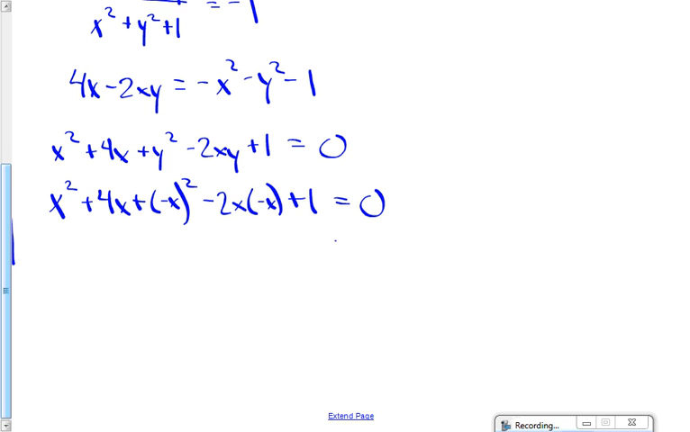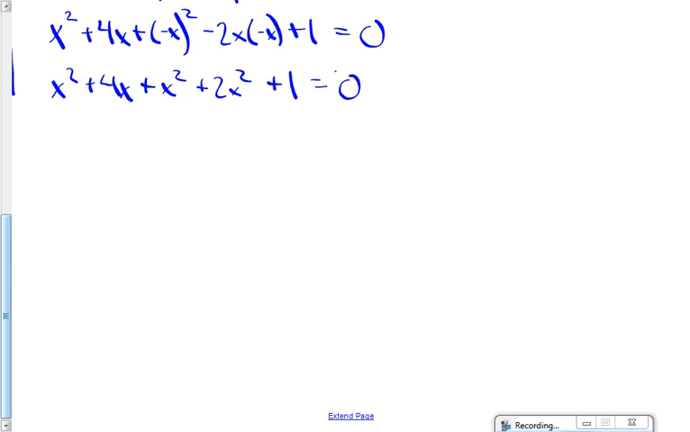You can kind of work along the way as I go here. Try to finish this up somewhat quickly. Okay? So now, I'll do some distributing. I've got x squared plus 4x plus x squared. Negative and negative, that's plus 2x squared plus 1 equals 0. Now I need to combine some like terms. X squared, 2x squared, that's 4x squared plus 4x plus 1 equals 0. We are now back in the world of nice factorable quadratics.